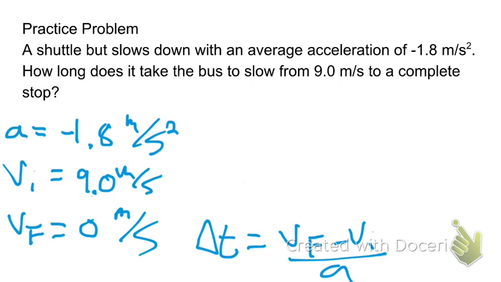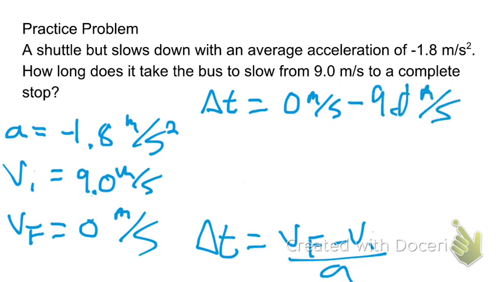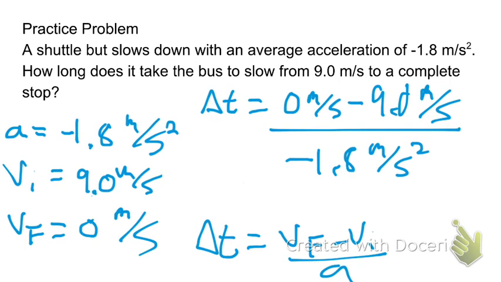So we're gonna plug numbers in. Change in time is gonna be equal to our 0 meters per second minus our 9.0 meters per second divided by our acceleration, which is negative 1.8 meters per second squared, which is awesome because we can see that meters and one of the seconds will cancel, leaving us with a unit of seconds, and that the negatives should also cancel, leaving us with a positive value, which is important because time cannot be negative.